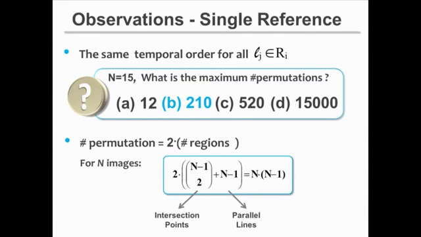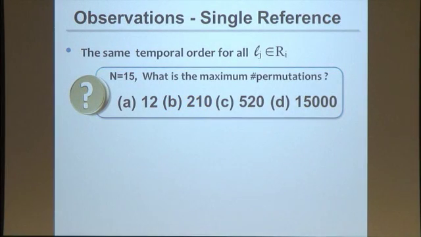So here is a quiz. Let's say you have 15 images. What's the maximum number of permutations? And let me remind you that n factorial equals 10 to the 12 possible permutations. So if I'm giving you this number, how many different permutations will you get from the analysis I've just shown you? Is the question clear? Yeah. Is it independent of the number of points?